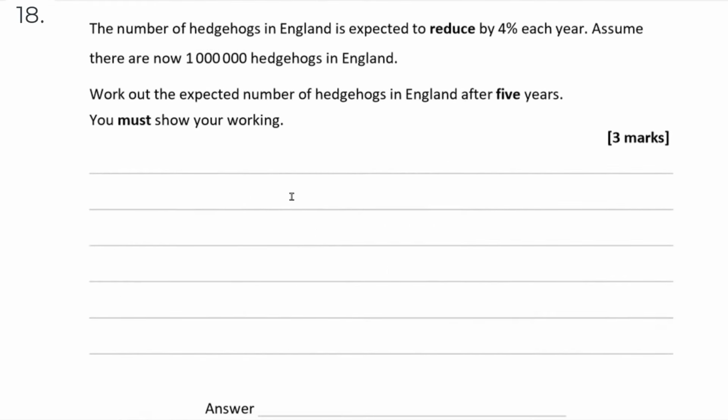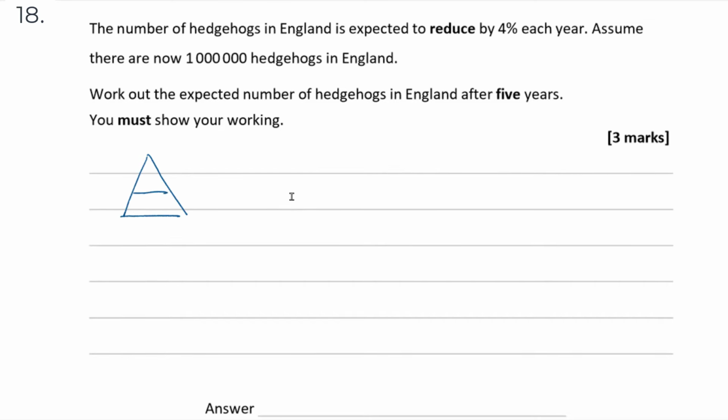The number of hedgehogs in England is expected to reduce by 4% each year, which is very sad. Assume that there are now 1 million hedgehogs in England. Work out the expected number of hedgehogs in England after 5 years. You must show your working. Now this is a kind of compound interest question, isn't it? But it's actually what we call growth and decay, and in this case decay because it's going down rather than up.